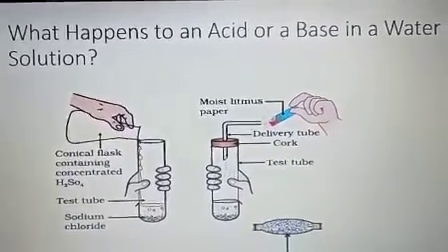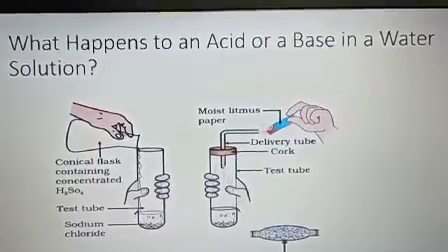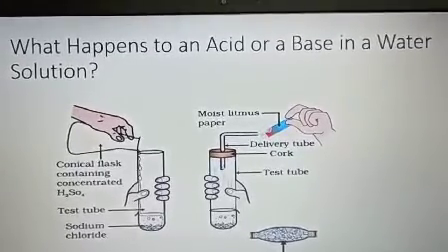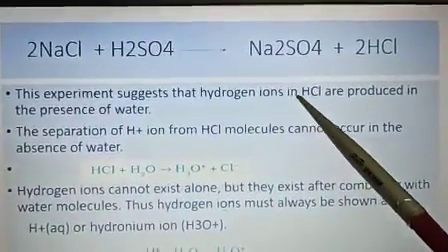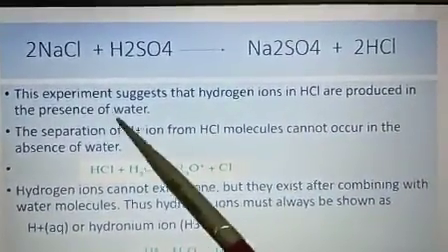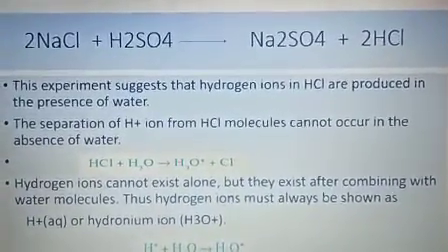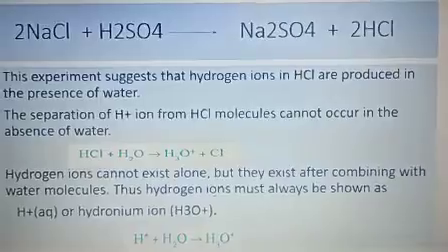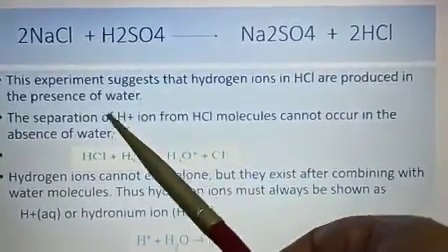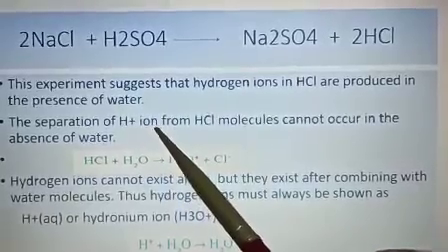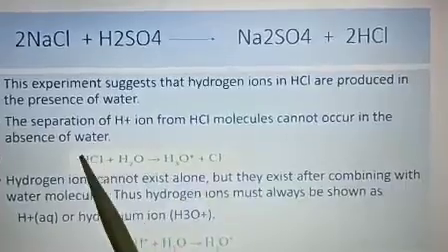So what do you understand by this? That only in presence of water the ion dissociation takes place, right? So the hydrogen ions in HCl are produced in presence of water only. If there is no water, there is no dissociation of ions and no acidic character will be shown. Clear? The separation of H plus ion from HCl molecules cannot occur in the absence of water.